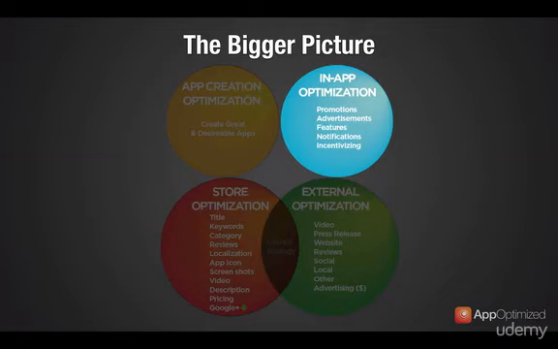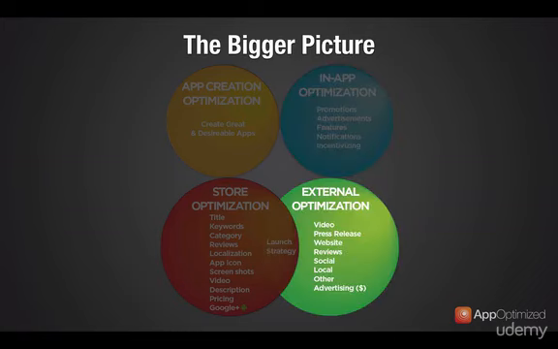Then there's also in-app optimization. Inside an app, you may have certain promotions or advertisements, certain features you could add in, or notifications, or a way that you can incentivize people to do something. All of those help with your app marketing efforts. So that's another aspect of this app creation.